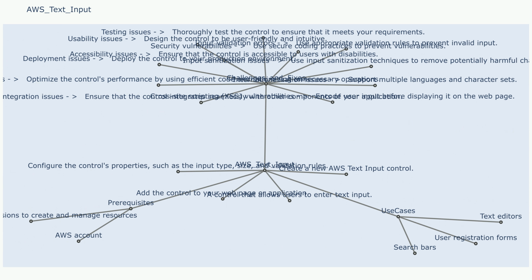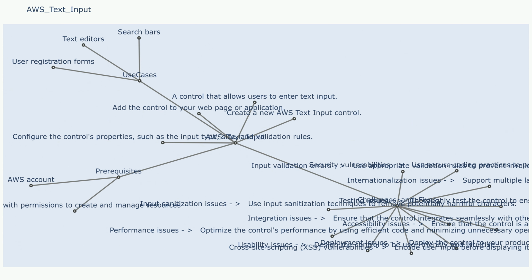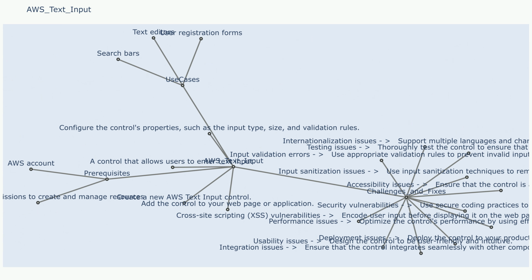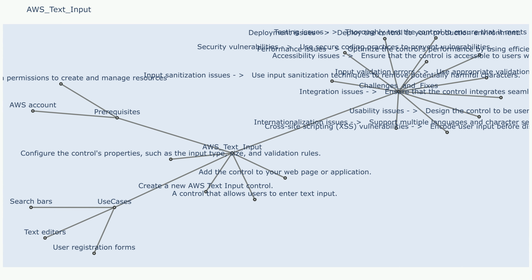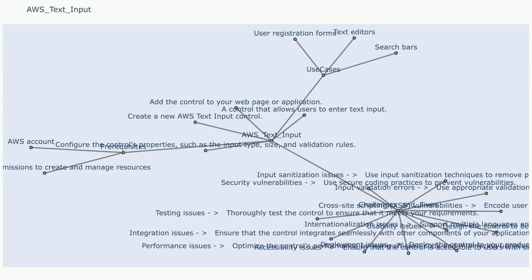Cross-site scripting (XSS) vulnerabilities. Encode user input before displaying it on the web page. Use HTML escaping to prevent malicious script injection. Use a web application firewall (WAF) to detect and block XSS attacks. Use a content security policy (CSP) to restrict the resources that can be loaded on the web page.